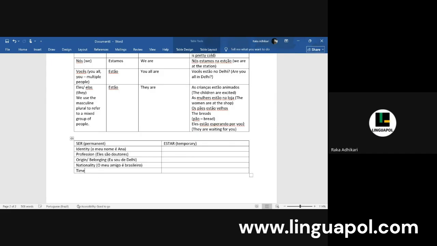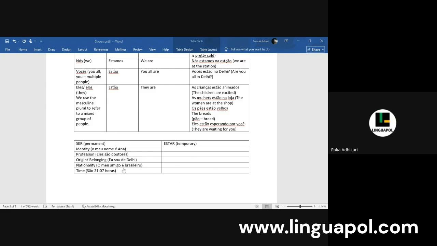Whenever we talk about time, we use the ser verb. For example, right now it is 21:07 hours. That is 9:07 p.m. So we'll say são 21:07. We have not read the numbers yet. We'll do that later. So let's say in English, são 21:07 horas. So it's 21:07 hours. For time, we always use the ser verb.